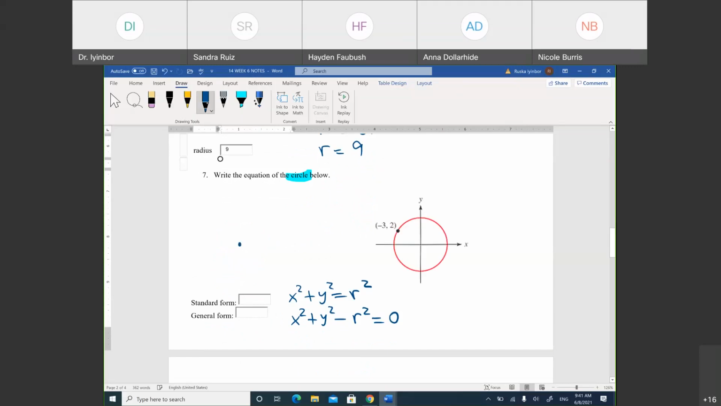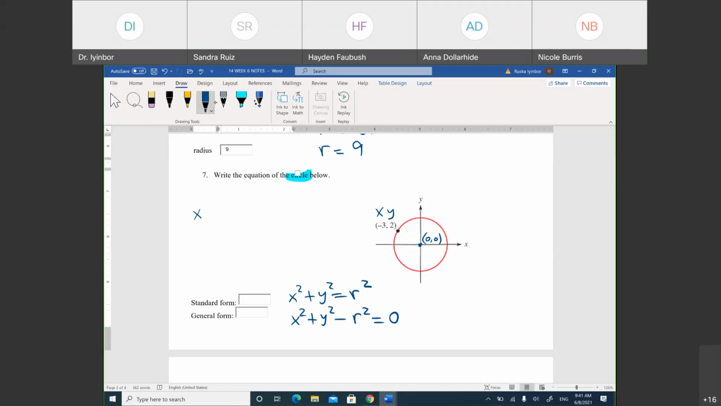Oops, it's moving, sorry. And then they give me a point. Now the point has coordinates x and y. Okay, and the center is 0, 0. This is the center, 0, 0, right? So if the center is 0, 0, and they give me one point on the circle, what I'm going to do, I need to find the standard form.